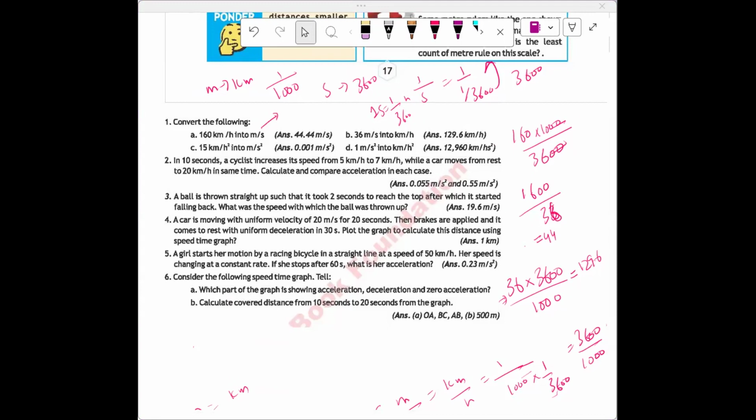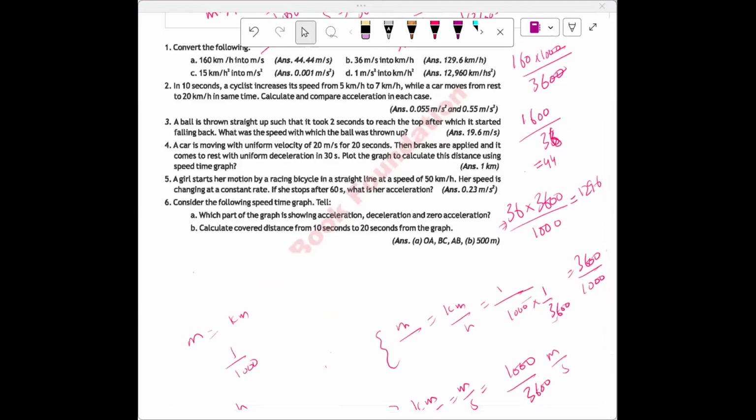Time is in seconds. So the choice is yours: you can convert the time into hours, or convert the other quantities. Since we have done it before, tell me, to go from 5 kilometers per hour to meters per second, what will we do? Multiply by 1,000 over 3,600. Yes, so 5 into 1000 divided by 3600. What answer is coming? 5,000 over 3,600, and 1.39 meters per second.